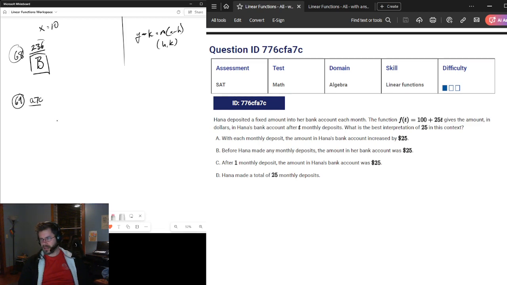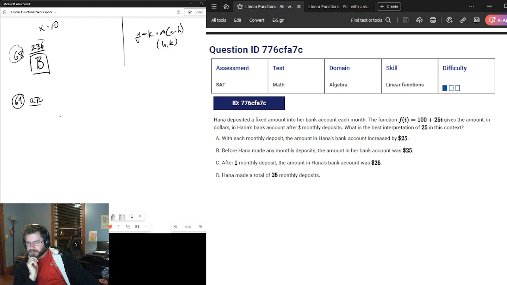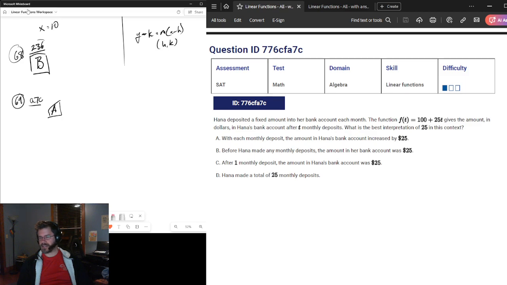A7C. All right, we've got a linear function, 100 plus 25t, where t is the number of monthly deposits. What is the interpretation of 25? So t is the number of deposits. 25 must be the amount that she's depositing each time. So I would say A. That just matches my expectation, that that's the amount of money she's depositing each month.